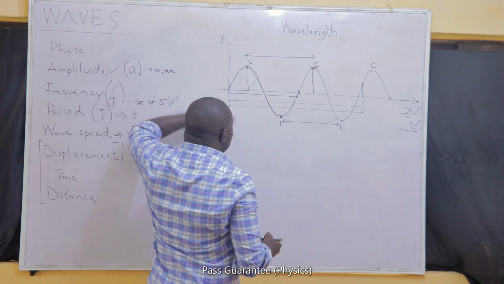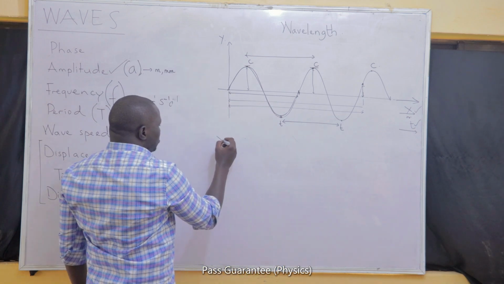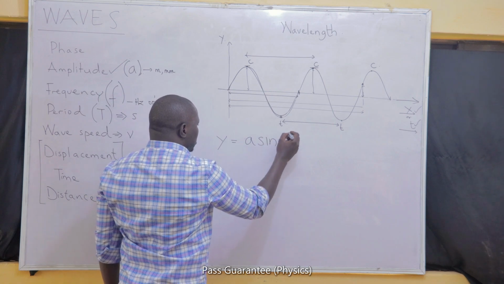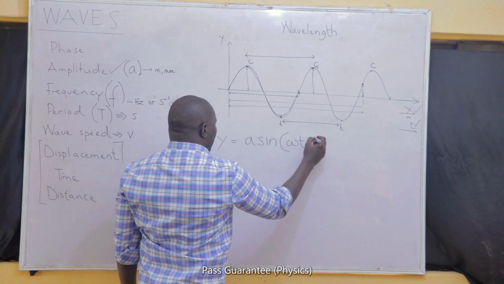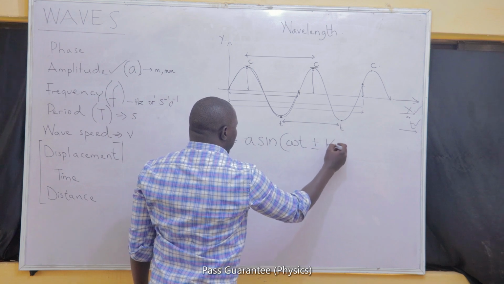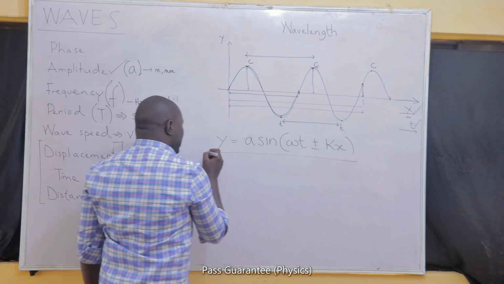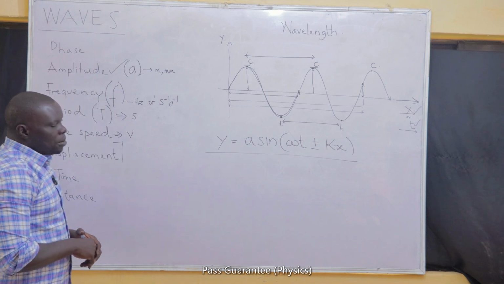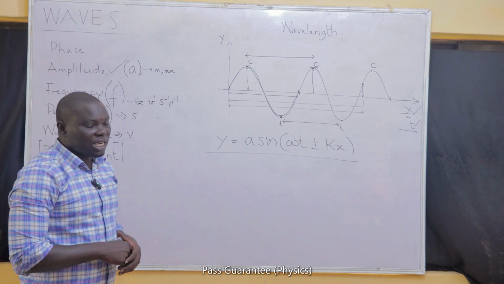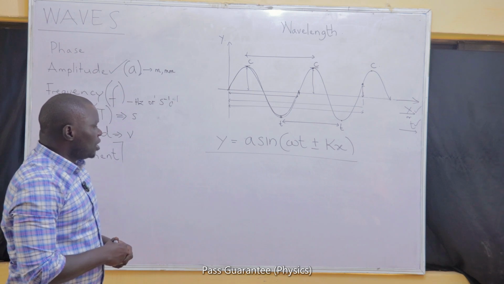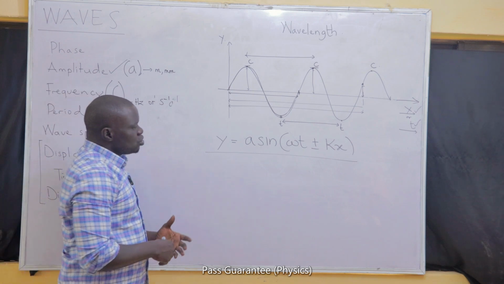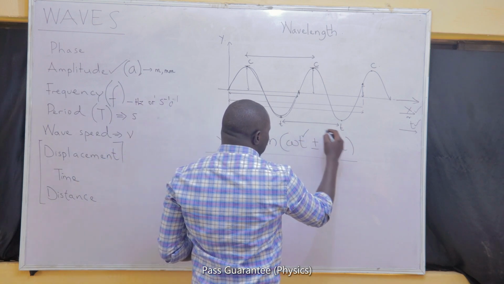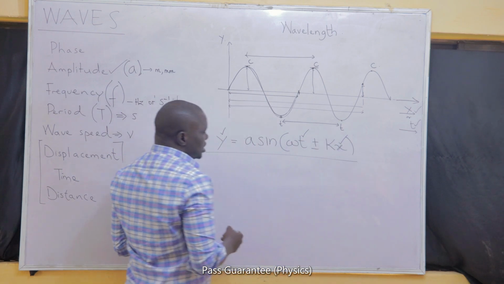The equation is called the general wave equation, and it can be simply expressed as y is equal to A sine (omega t plus or minus kx). That is our general wave equation: y is equal to A sine (omega t plus or minus kx). We can use it to determine the displacement if we are given the time and the x values, that is the distance values.